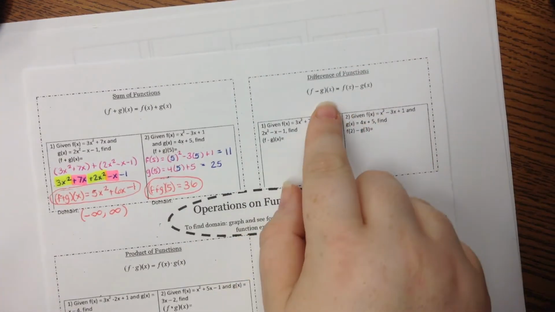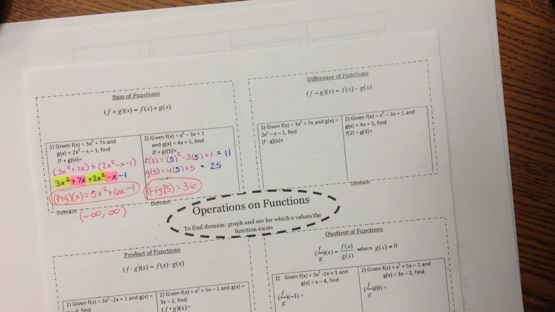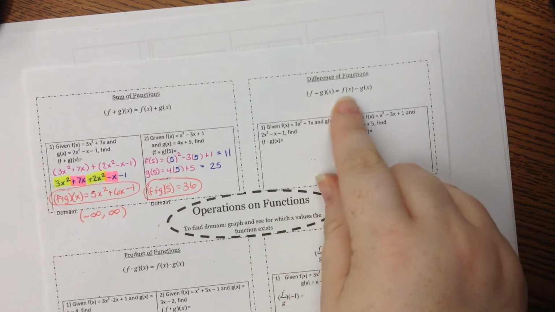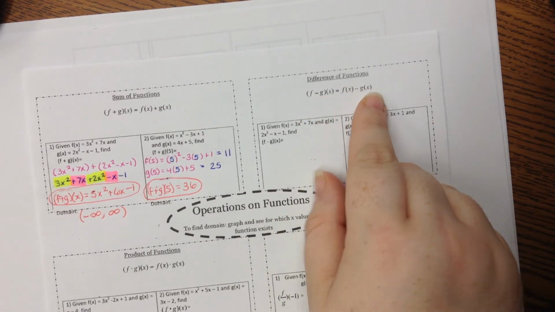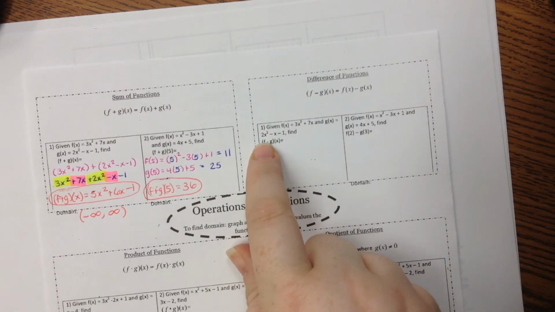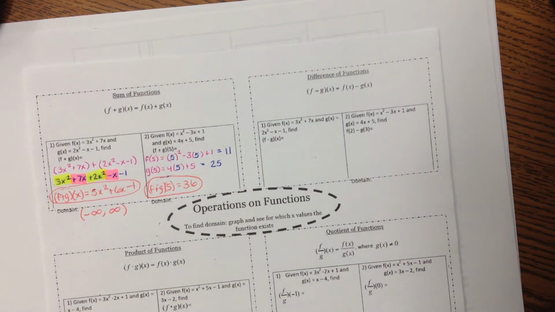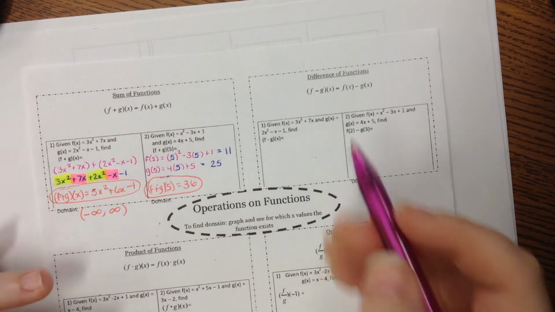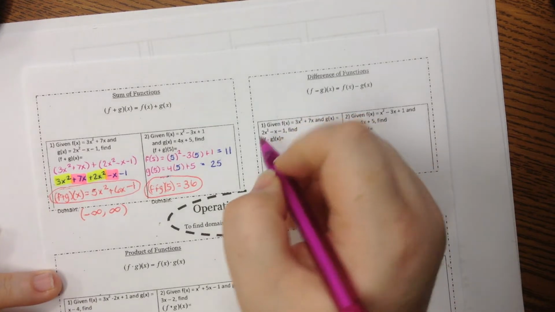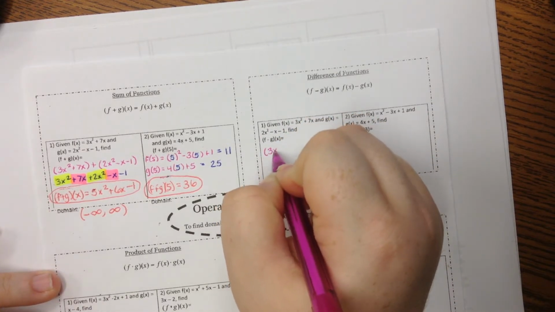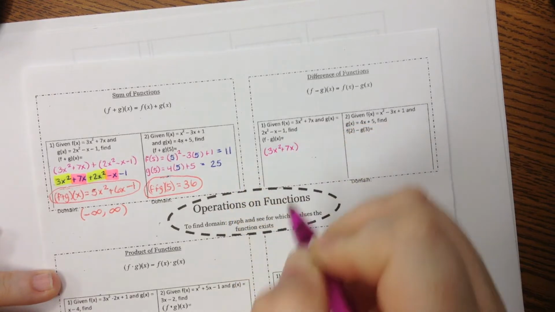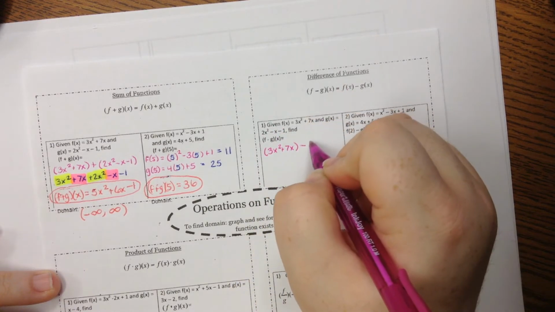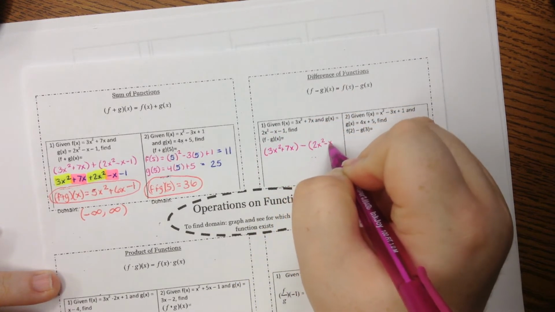Moving on to the difference, we're going to do the same setup. We're going to subtract them instead. So as you see, this is f minus g of x, which really represents f of x minus g of x. We're going to take our f of x first, and I want to take my f of x and put it back in parentheses. So I have parentheses 3x squared plus 7x. Then we're going to subtract g of x, so I'm going to continue keeping that in parentheses, 2x squared minus x minus 1.